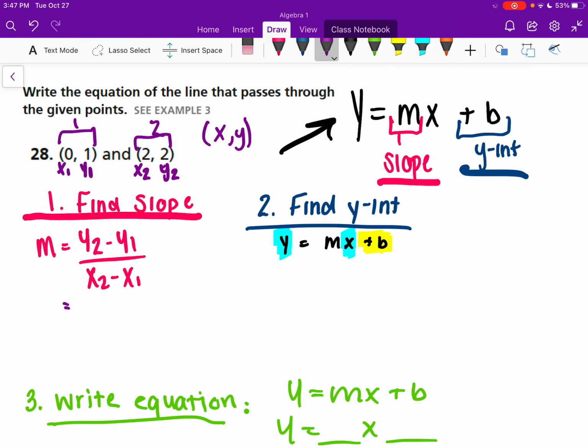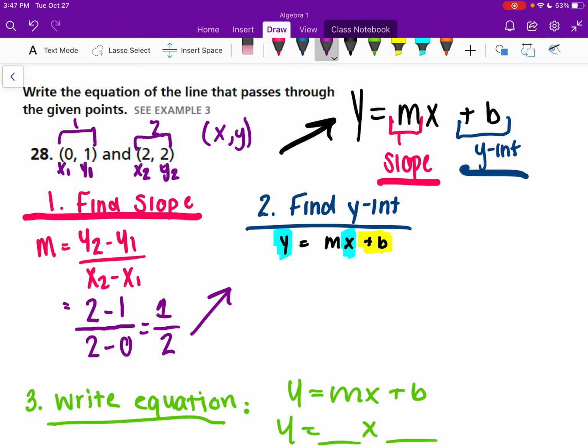So the first thing we need to do is calculate the slope. So we're going to do our y2, which is 2, minus our y1, which is 1, over our x2, which is 2, minus our x1, which is 0. So we get 2 minus 1 is 1, and 2 minus 0 is 2. Our slope is 1/2. Now we're going to use that slope to find the y-intercept. The y-intercept is represented by that b value.